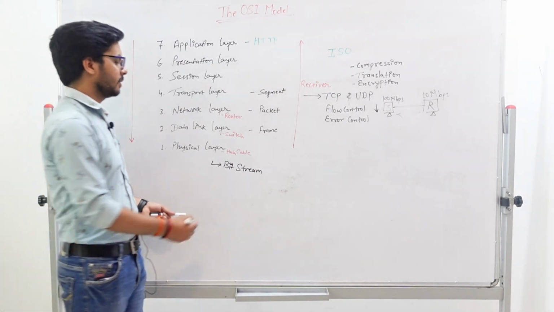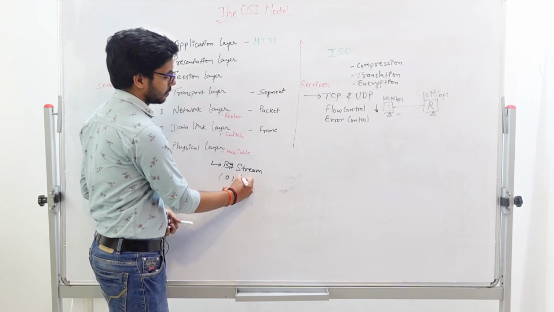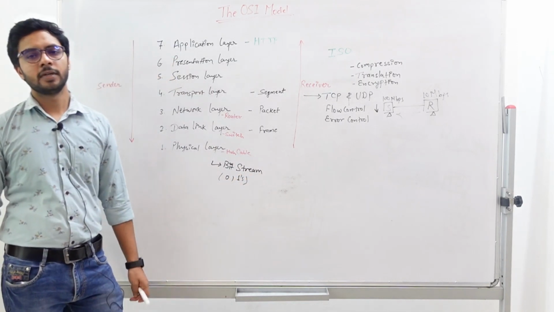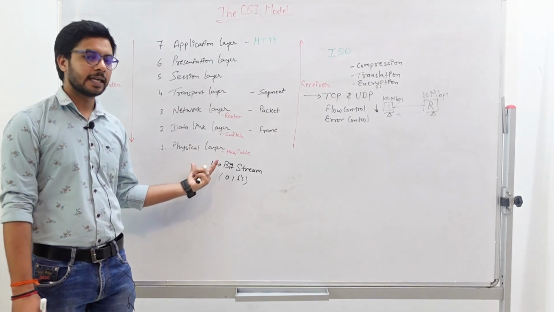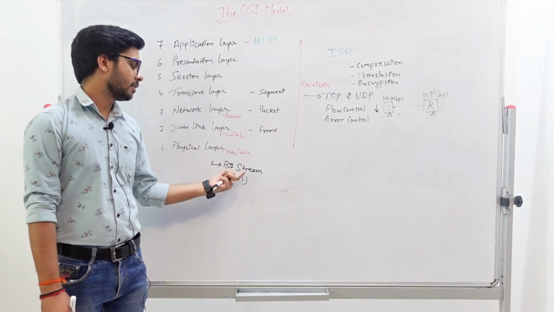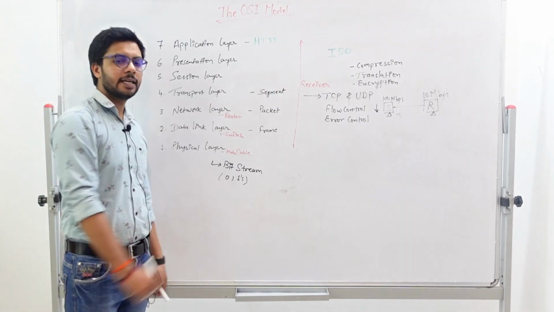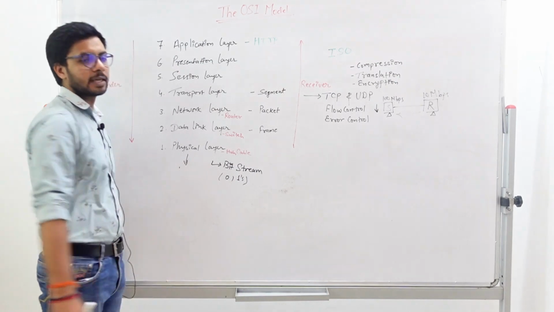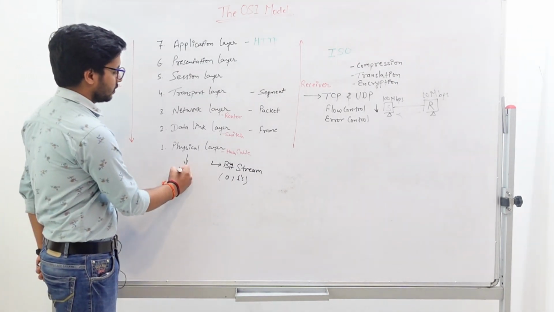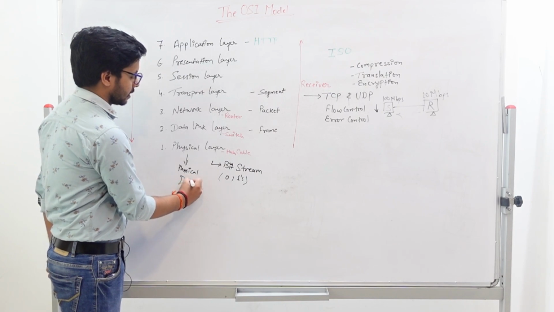So what is a bit stream? It is a continuous stream of zeros and ones. So that is the physical layer, which converts the data into a bit stream. And the name of this layer is physical layer. Why? Because here physical devices are used.